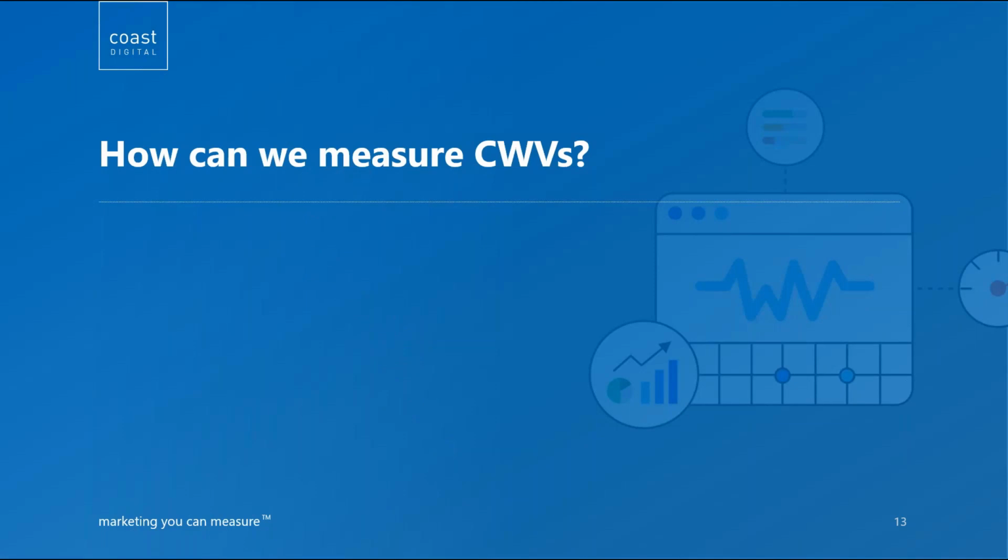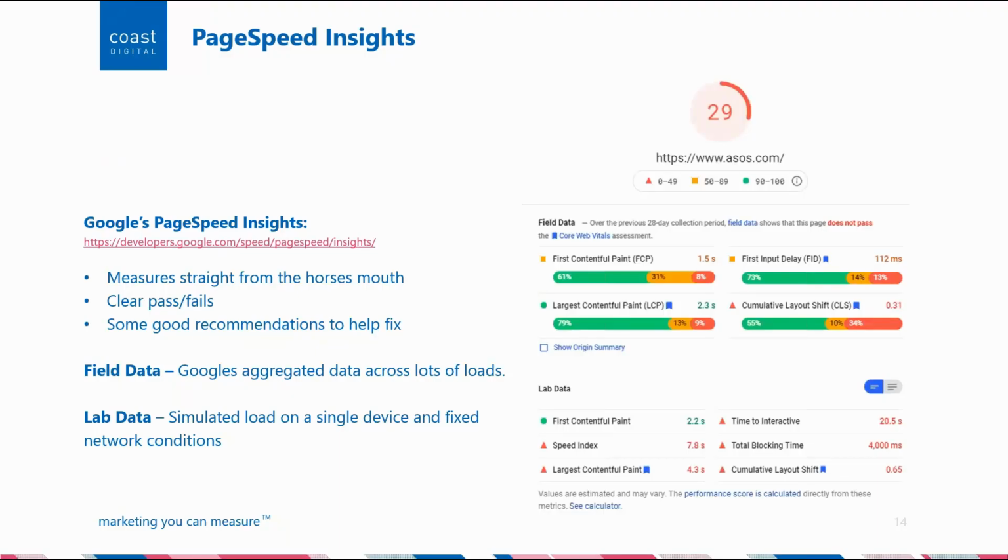So how can we measure Core Web Vitals for our own websites? I'm going to take you through, there's a few different ways to do this. There's lots of different tools out there. I'm just going to take you through some of the ones that I'm using regularly at the moment. So the first is Google's PageSpeed Insights tool, and this is a really good tool, straight from the horse's mouth. So this is probably the same data that they're using to rank you. So this is why I like to use it. And it gives us a clear answer: have we passed or have we failed on the measure?